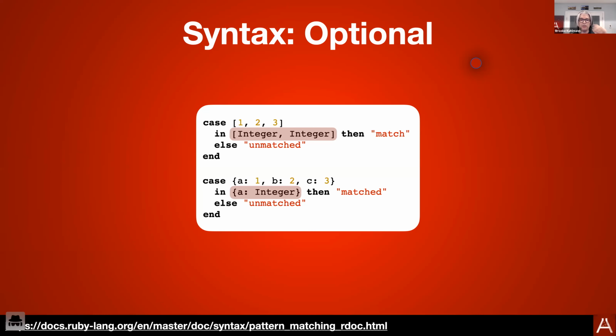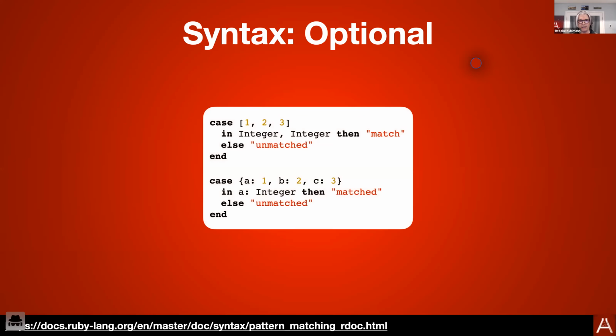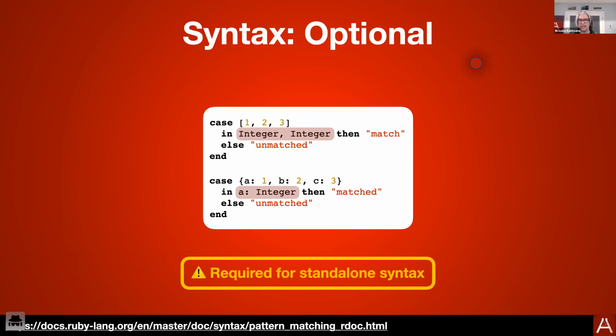What you can do is it's optional to have brackets for arrays and braces for hashes. You don't have to have them, and it's nice if you don't, because it reads a little bit better. There's less typing. It's just more elegant, and that's the beauty of Ruby. The thing I want to point out is that it is required for standalone syntax. The standalone syntax I showed you earlier, you do have to write with the braces and the brackets. There's no way around it. But when you're using case statements or case expressions, it's optional.